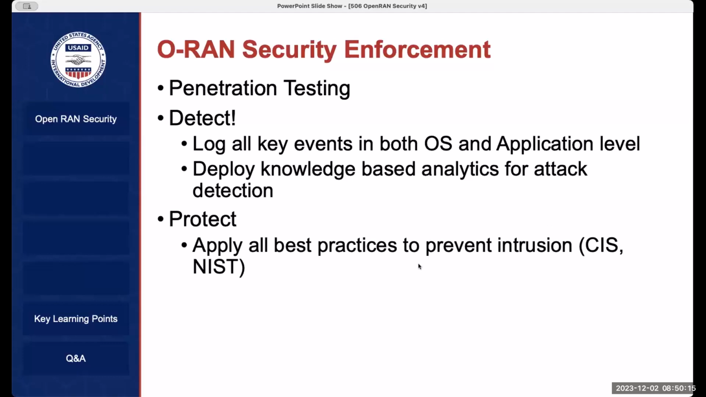We also want to do protect. When deploying these Open RAN components, we want to prevent intrusion. There are tools and frameworks like CIS and NIST that could help us with this, and of course apply again the zero trust philosophy.